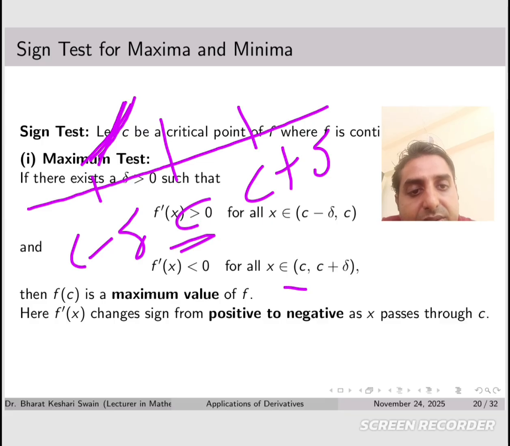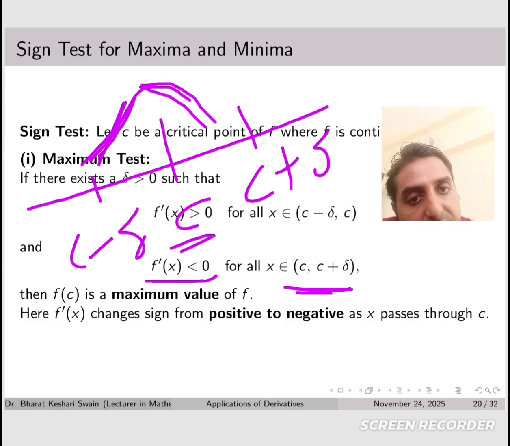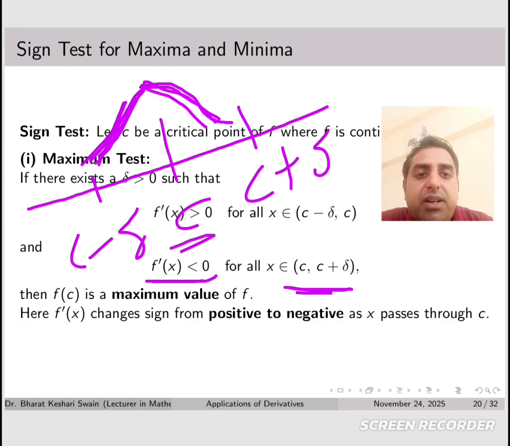Then for C to C plus delta, that means towards the right hand side of C, f dash x is less than 0, that means it is decreasing, like this. So your curve will be like this. Firstly it will increase, then after C it will decrease. If this type of behavior is shown by the graph of the function f, then you can say that C is the critical point, and f of C will be the maximum.